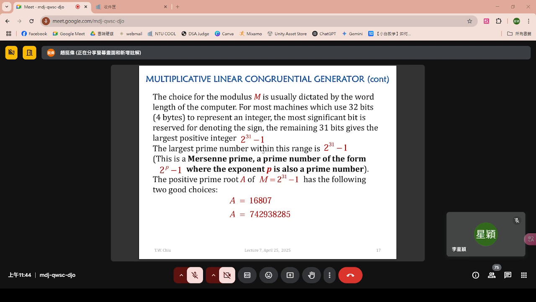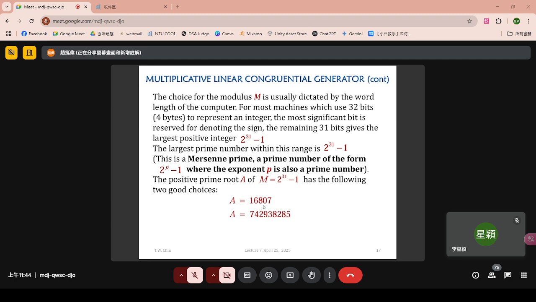And p, 31, is also a prime number. So this is called a Mersenne prime. And the positive primitive root of m has the following good choice for a.